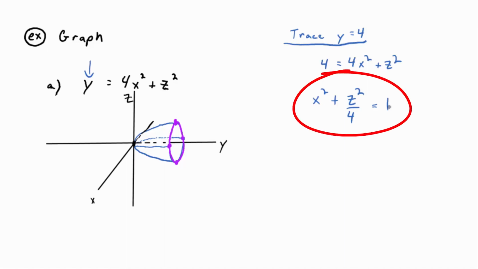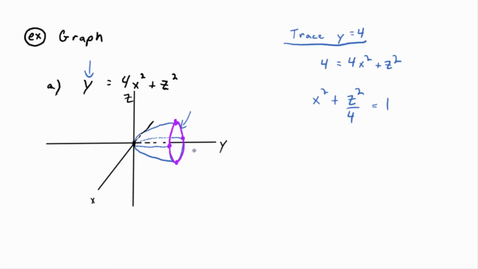So this would be an ellipse that's in a plane parallel, the plane y equals 4, that's parallel to the xz plane. This guy in purple right here, in other words, is an ellipse that's in a plane parallel to the xz plane. y equals 4 is a plane parallel to the xz plane, isn't it?